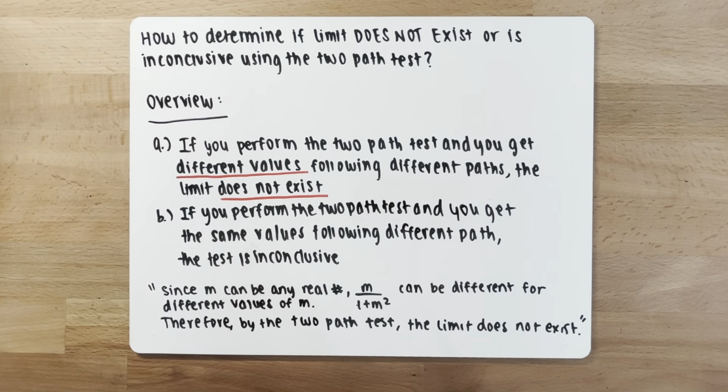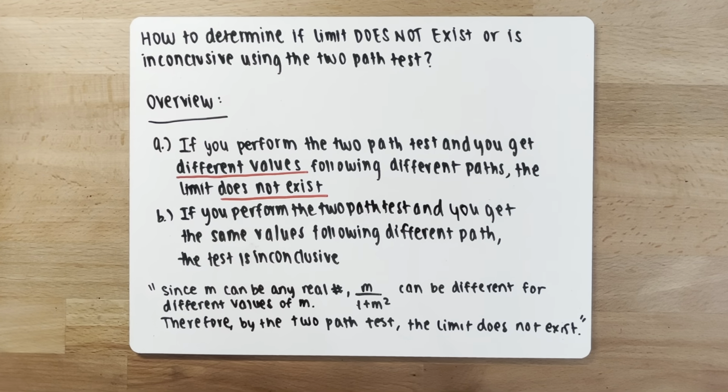However, if you perform the two-path test and you get the same values following different paths, for example, first path is 1/3, second path is also 1/3, the test is inconclusive. So same values lead to an inconclusive test, meaning that you cannot make any assumptions at the moment.